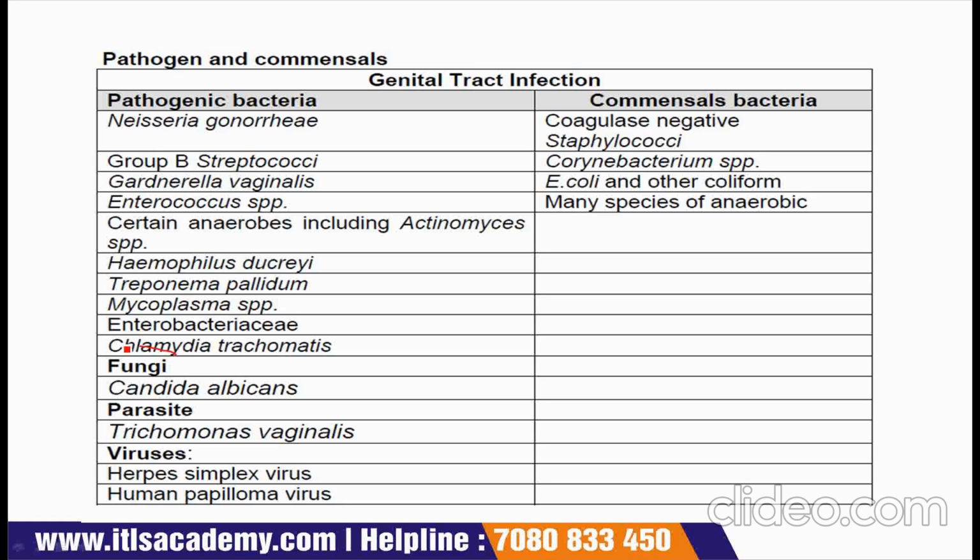Let's see some pathogenic fungi, that is Candida albicans. In case of parasites, it is Trichomonas vaginalis. In case of viruses, it is herpes simplex virus and human papilloma virus. These are some pathogens and their commensal flora.